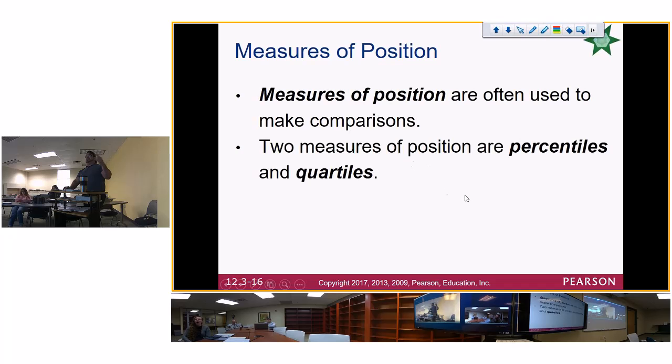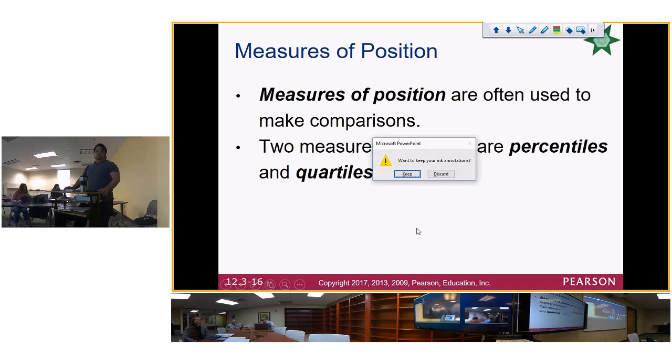Okay, that's okay. We're going to talk about this when y'all come back. Okay, so the measures of position, that's halfway through 12.3. All right, y'all good?